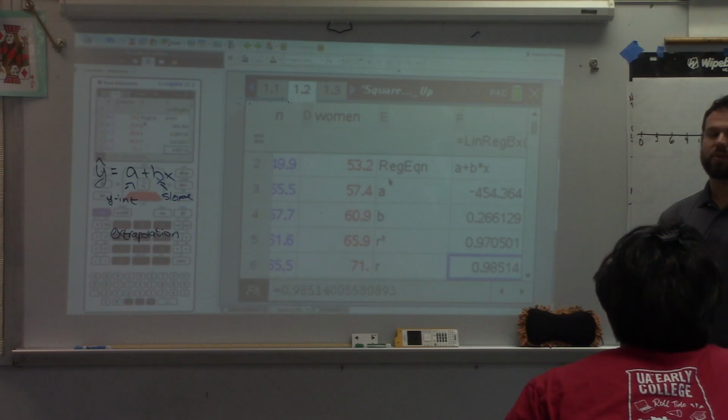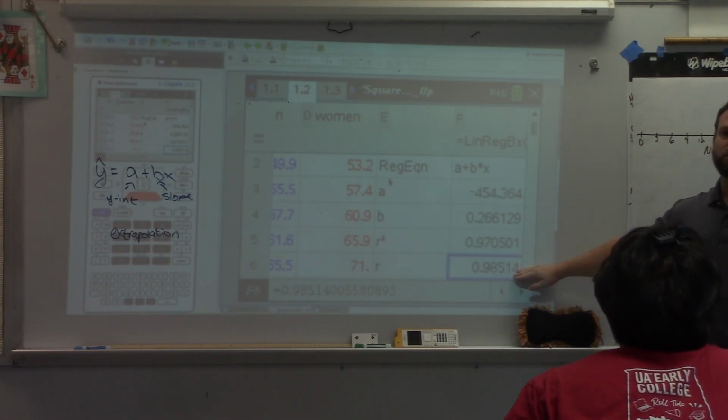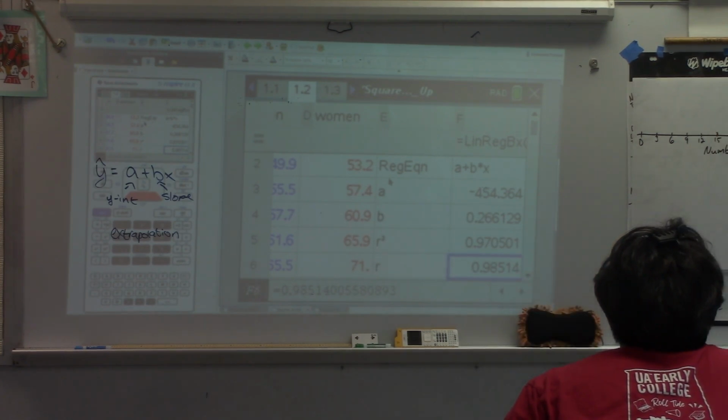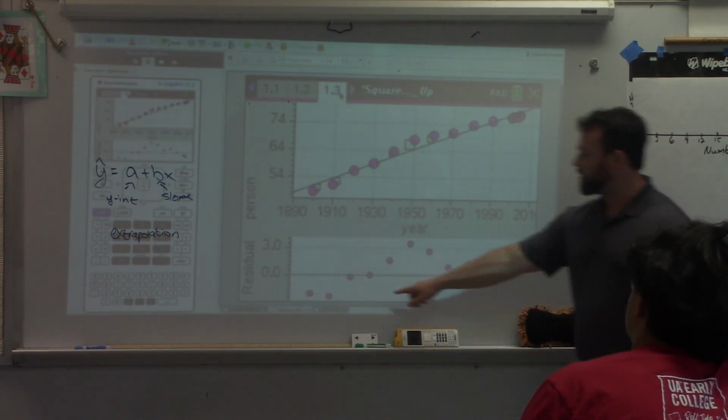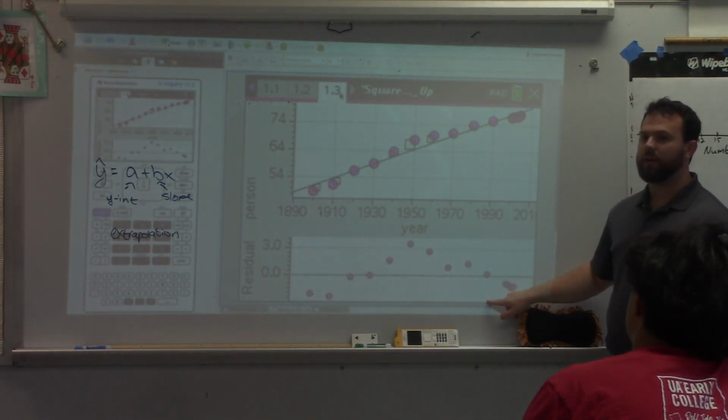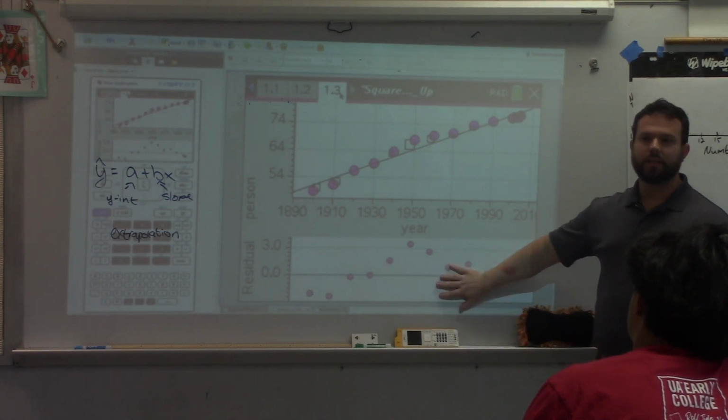The answer is yes, and you have to be very, very careful about this. Based on this correlation, I would say it's a very strong linear relationship. But when I look at the residual plot, does that indicate that it's actually linear? No. It's curved around it. If we want it to be linear, it needs to be scattered.